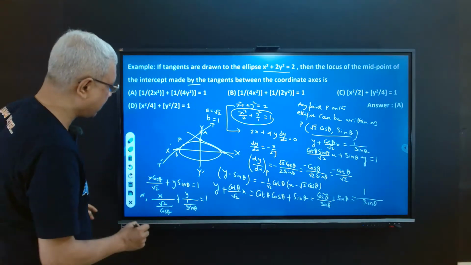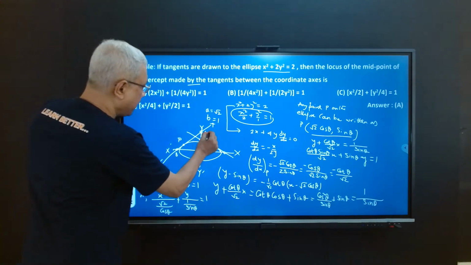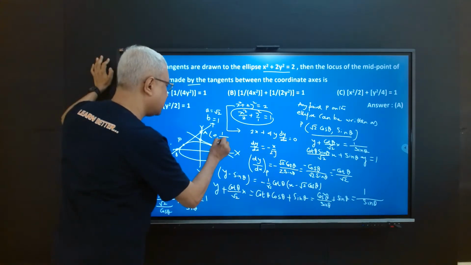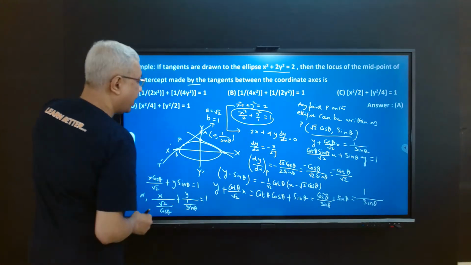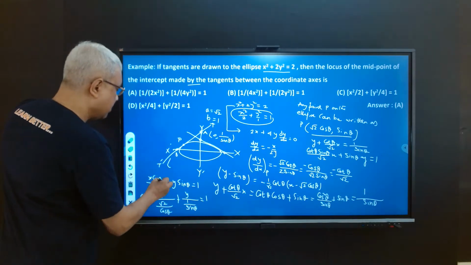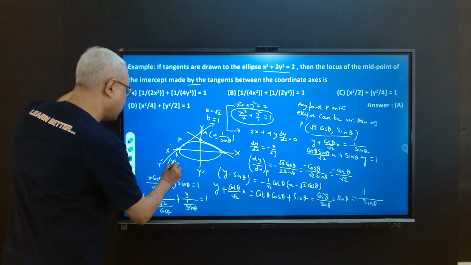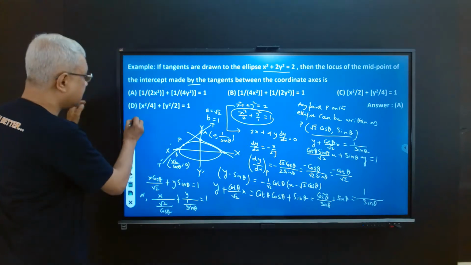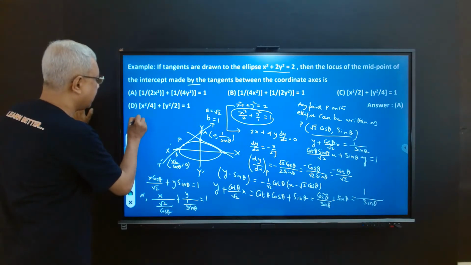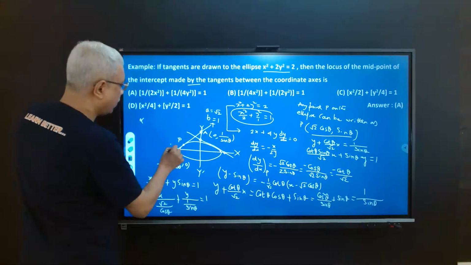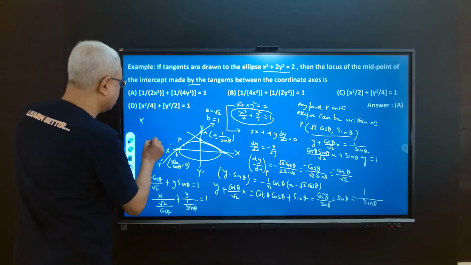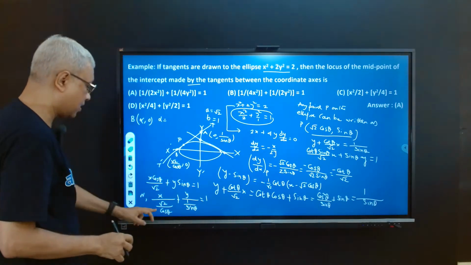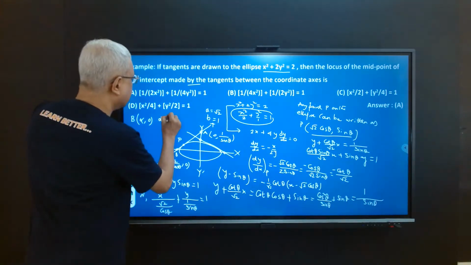So if it intersects the x-axis and y-axis at points A and B, then the coordinate of A is how much? It's very simple. It is 0, 1 by sin theta. And here the coordinate of B will be root 2 by cos theta, 0. So if I call the coordinate of B alpha, 0, then alpha is how much? Alpha is root 2 by cos theta.